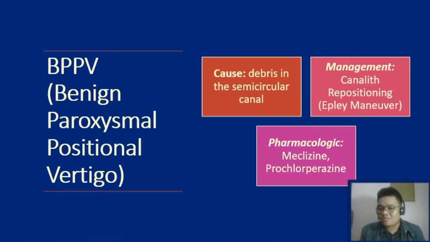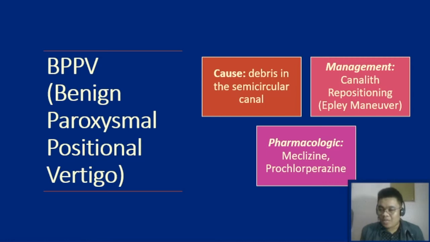Now, what is the cause? The presence of debris in the semicircular canal. What is our management? So we commonly use drugs. But another management is your canalith repositioning, or what they commonly refer to as your Epley maneuver. Basically, the purpose of your Epley maneuver is to allow for the dislodgement of the debris in such a way that it will be removed from the semicircular canals. In pharmacology, you'll be giving your meclizine and then your prochlorperazine. These medications are intended again to stop your vertigo.